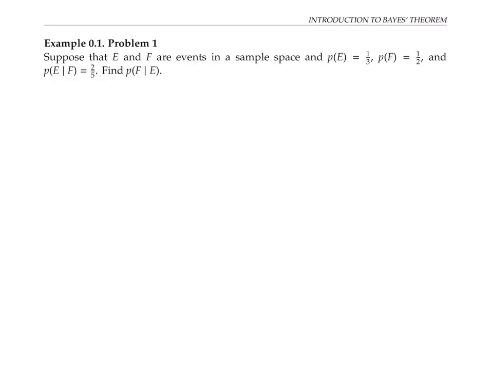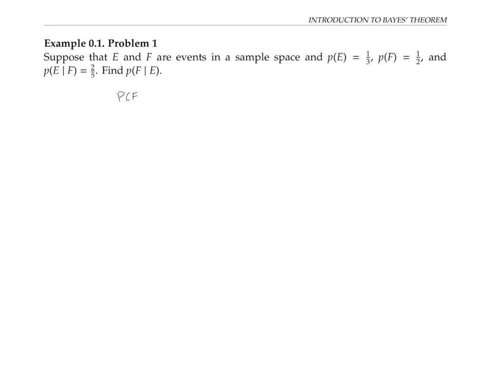Now let's work through problem 1 in the textbook. The problem states that suppose E and F are events in a sample space, and P of E is a third, P of F is a half, and P of E given F is 2/5. Find P of F given E. We can use Bayes' formula.